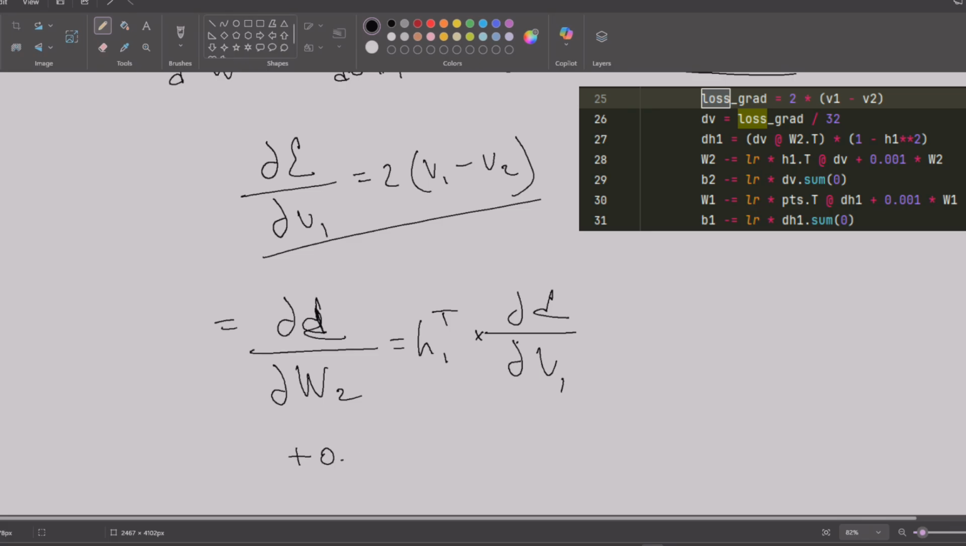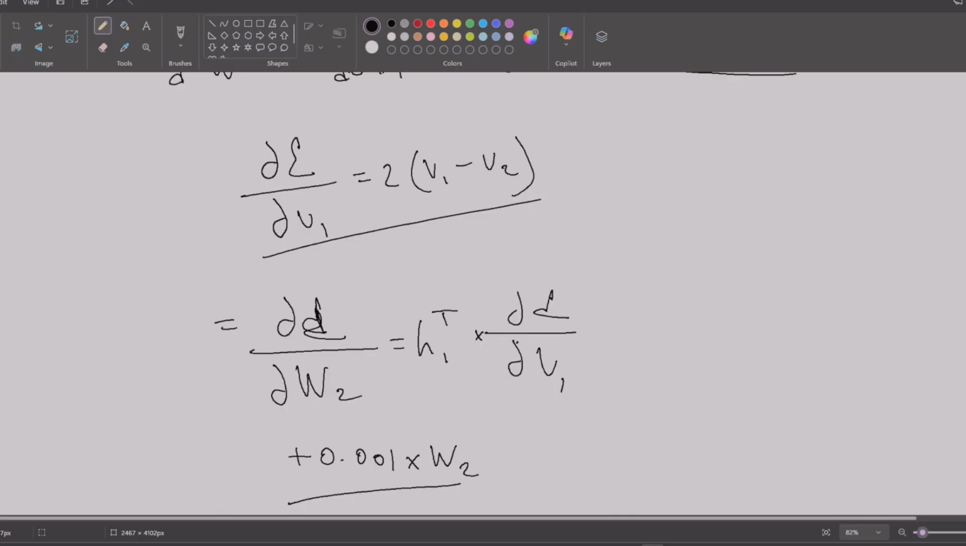So that becomes plus 0.001 times W2. This is called L2 regularization, and it's also called weight decay. What this does is add a penalty equal to the size of the weights themselves. We differentiate that penalty and you get this term. It acts like gravity, constantly pulling the weights back towards 0, so they can never spiral out of control over hundreds of frames.